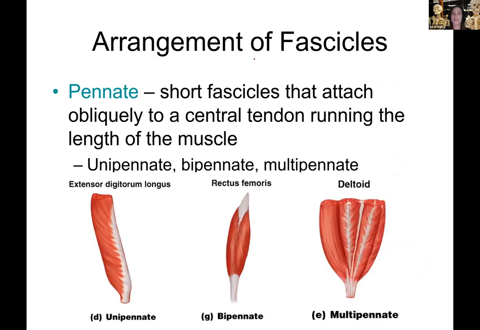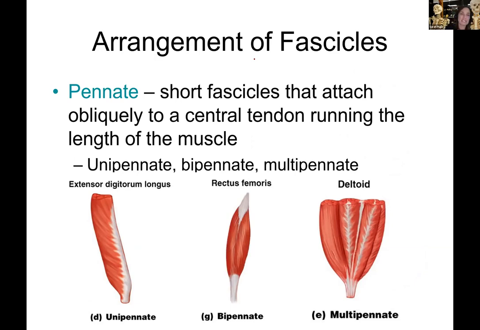Pennate. So pennate is when the fascicles are shorter and they are connected to a central tendon. When I hear the word pennate, I think pennant, like when you're at a football game or a sporting event and you're flying a little flag. So I always think flag or feather. When I see that word pennate, I think feather, flag. They look like a feather to me, right?